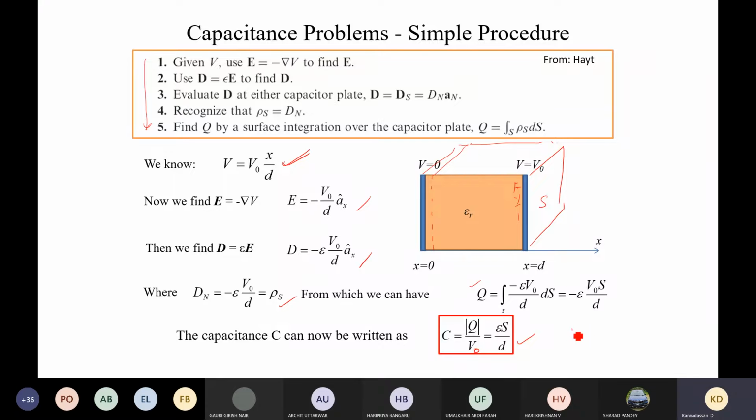In many of the books, you can see that this capacitance C is nothing but epsilon naught A by D. Here A is the area, D is the thickness of the oxide. Here this problem is a homogeneous problem, so it is very easy.